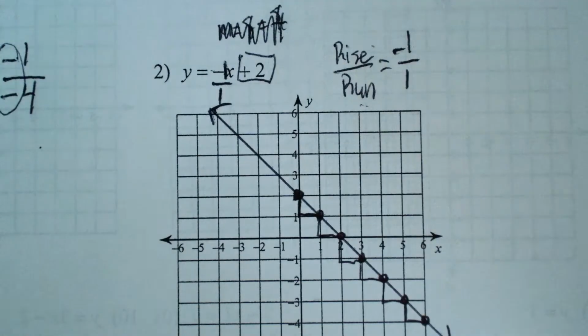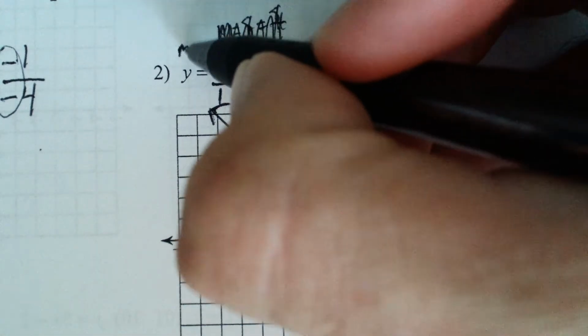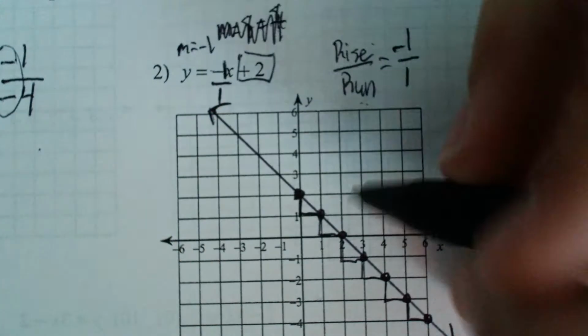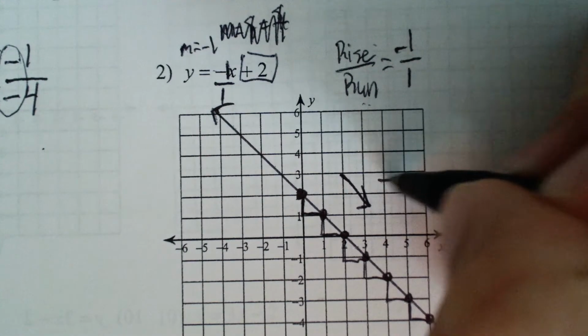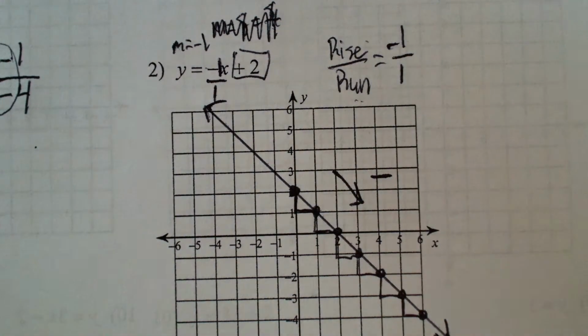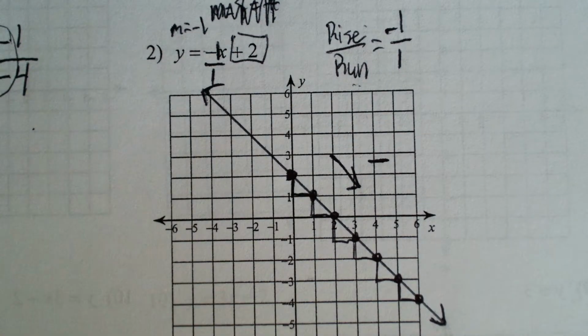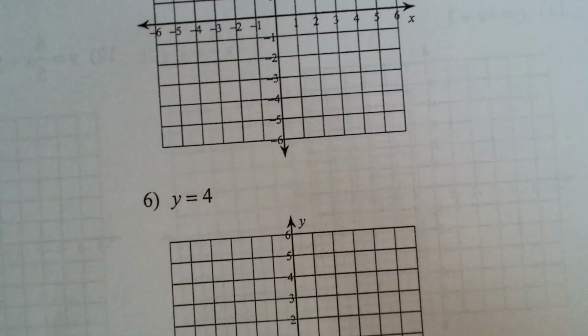There you go. Okay, notice our slope was negative to start with. It was a -1, and my line is going downhill, which is a negative slope. It's very important that you check that before you get done and move on. Make sure you didn't make a silly mistake. The last one I want to look at is number 6.